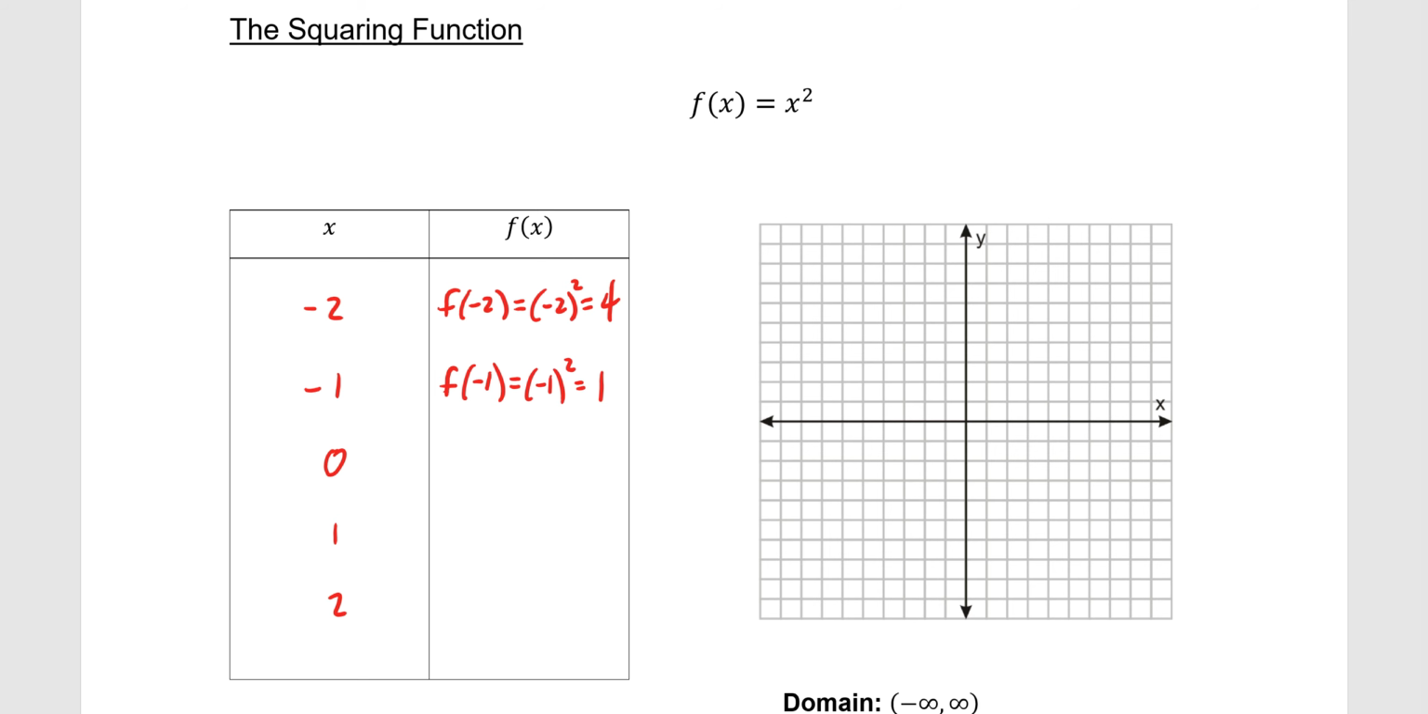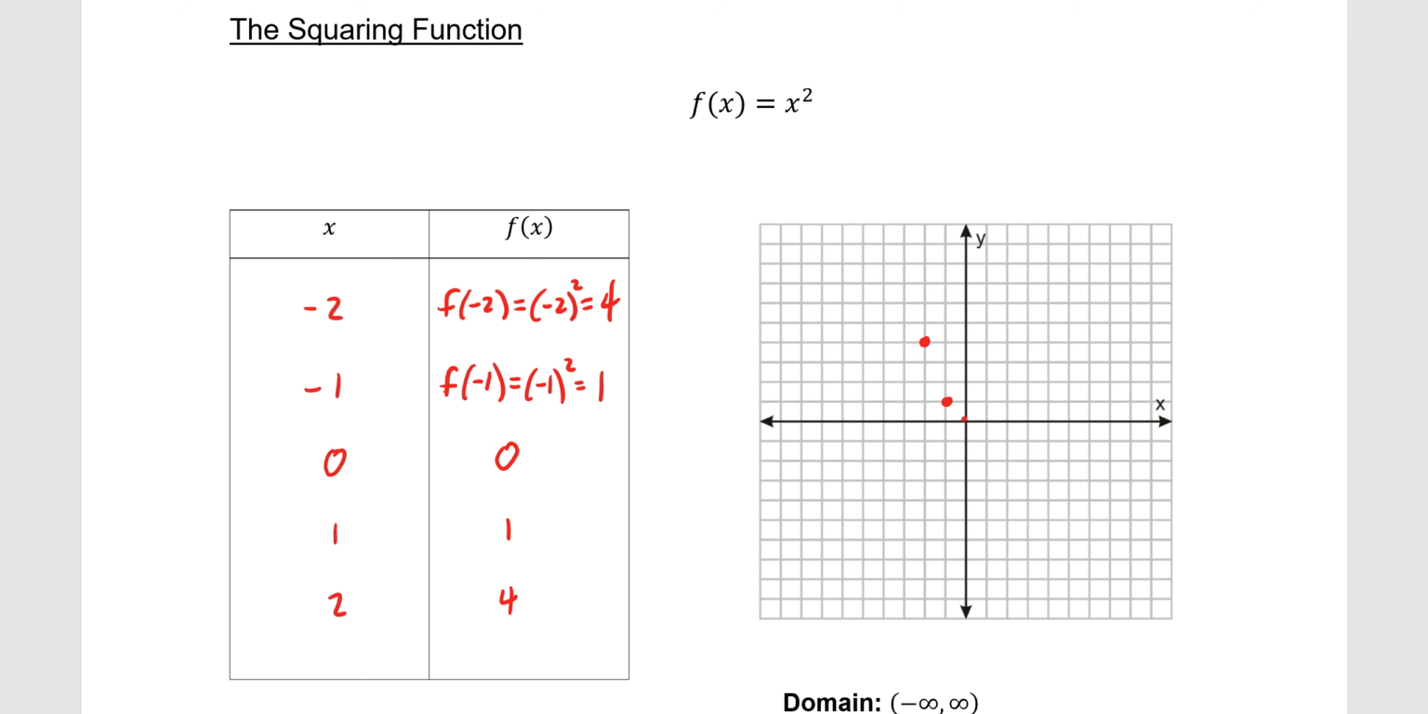If we plug in f of 0, we get 0, f of 1, we get 1, f of 2, we get 4. So just skipping those and just filling it out real quick. So plotting these on our xy plane here on the right, we get the coordinate negative 2, 4.